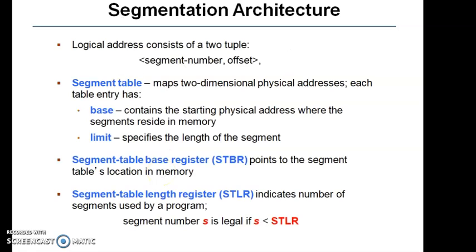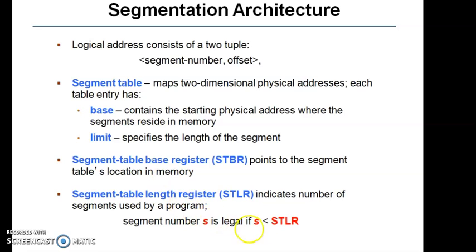Segmentation architecture: the logical address consists of a two-tuple, that is segment number and also the offset. The segment table maps two-dimensional logical addresses to physical addresses. Each table entry has a base containing the starting physical address where the segment resides in memory. The limit specifies the length of the segment. We also have the STBR and STLR registers. STBR, the segment table base register, points to the segment table's location in memory. And the segment table length register, or STLR, indicates the number of segments used by a program.